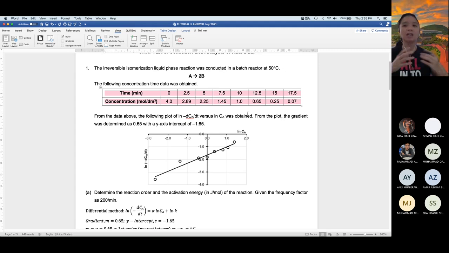So imagine you have this reactant A, you put it in a batch reactor, and you let the reaction take place. In this case, every 2.5 minutes, you take out the sample and check the concentration of A, because it's your reactant. Initially reactant A concentration is at 4 mole per dm cube. At minute 0, the concentration is 4. And then as time goes on, concentration naturally decreases because A is consumed during the reaction. From that information, they plot the graph.